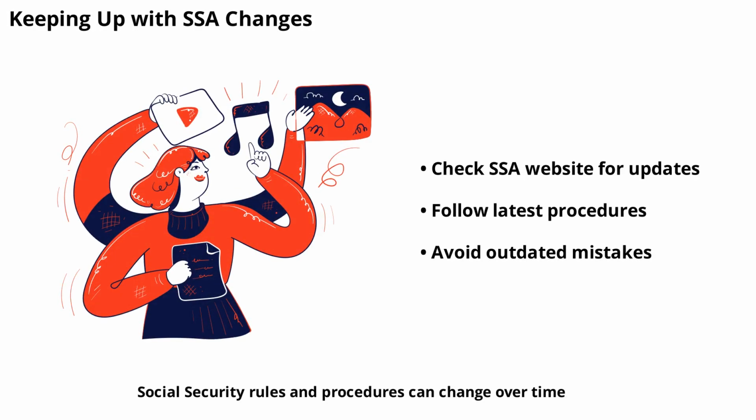Social Security rules and procedures can change over time. Stay up to date by checking the SSA website regularly or subscribing to their updates. Being informed about changes helps you avoid mistakes and ensures you follow the latest procedures when correcting your record.